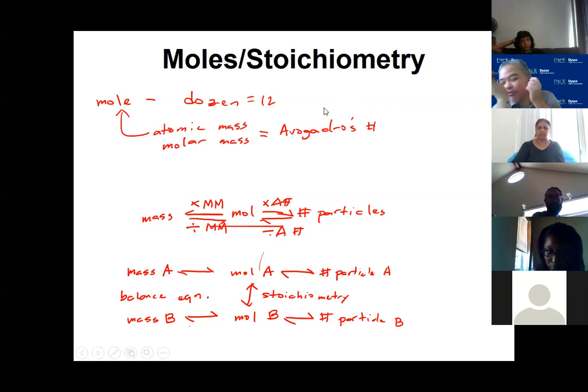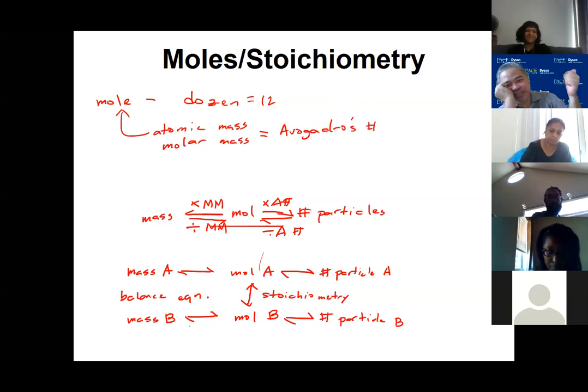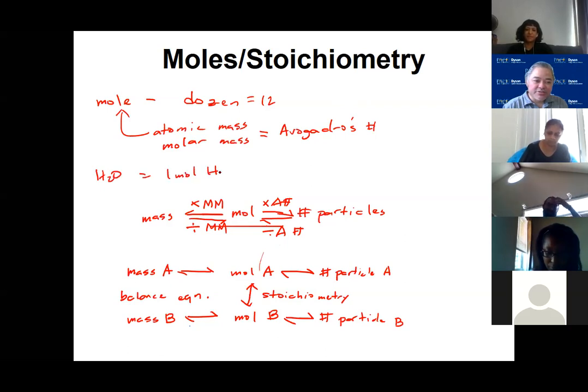Mole is a concept that, when you say it, represents a certain number. In terms of mass, it is equal to the molar mass. One mole equals the molar mass. So if you have water, 1 mole of water is equal to 18 grams of water.